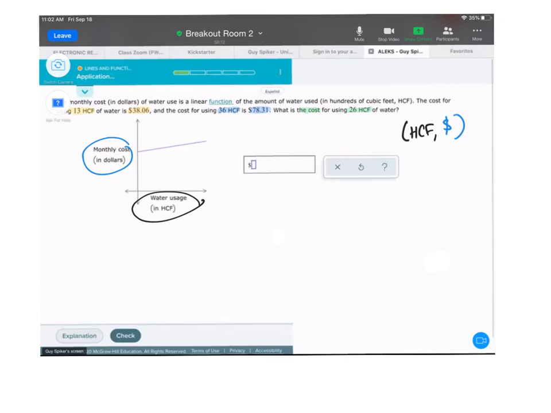Alright, so we're going to go ahead and mark this down and estimate where these belong. So this is going to be your 1338.06, and then your blue point's going to be here at 36.